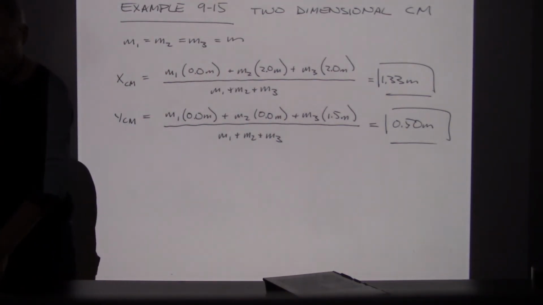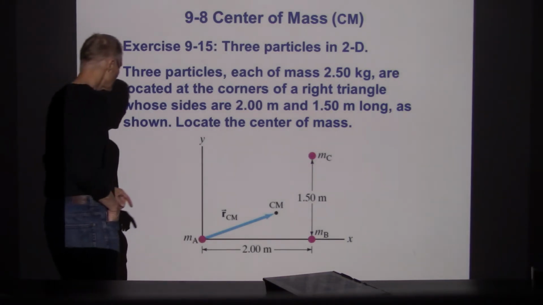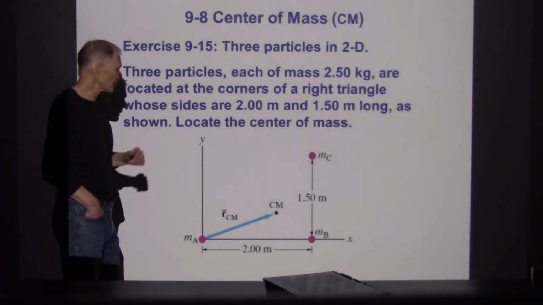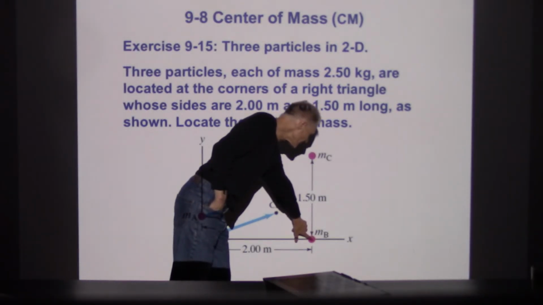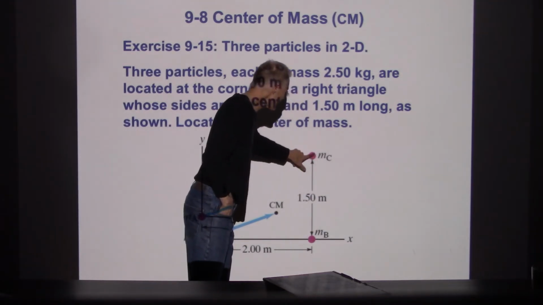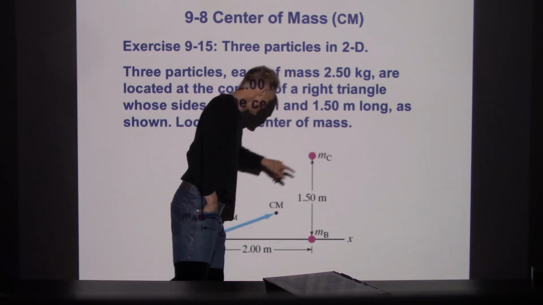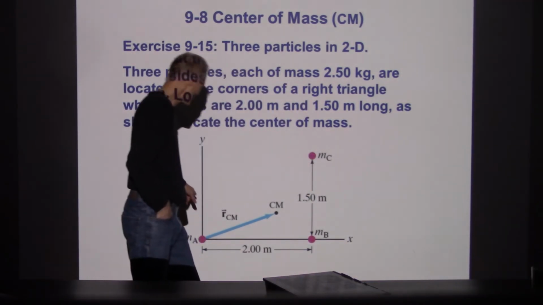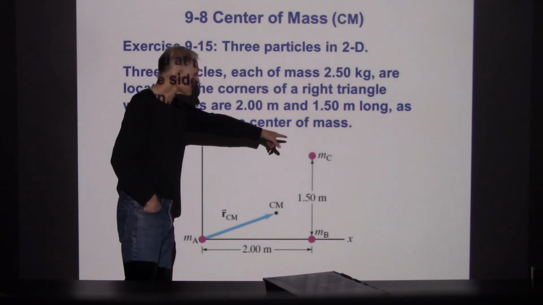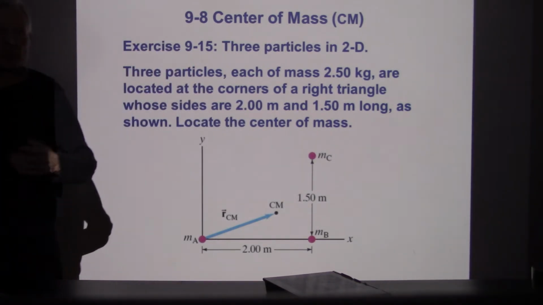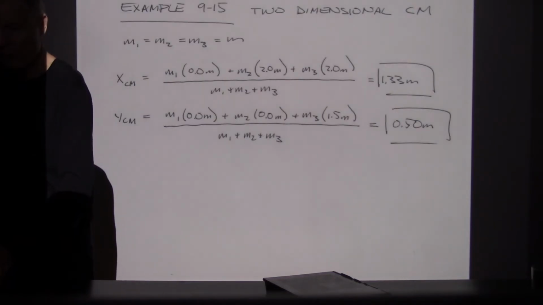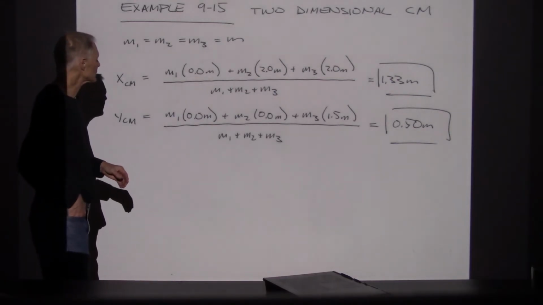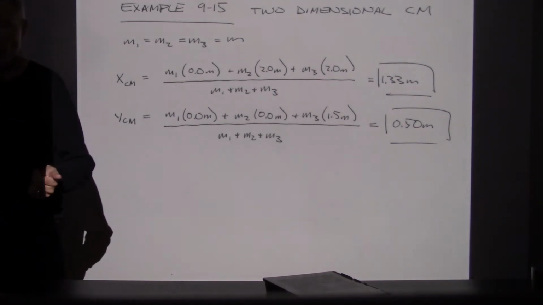So let's go back and take a look here. If I look at the objects, object A has an x-coordinate of 0, and that just drops out. The x-coordinate here is also 0, and then the x-coordinate for this object is at 2 meters. I'm sorry, this one's 2, at 2 and at 2. So x equals 0, x equals 2, x equals 2. And those are the numbers that I need to get the center of mass for the x direction. Now what about in the y direction? Well, in the y direction, the coordinates are 0, 0, and 1.5.